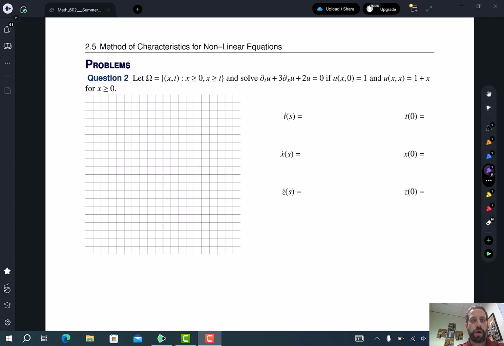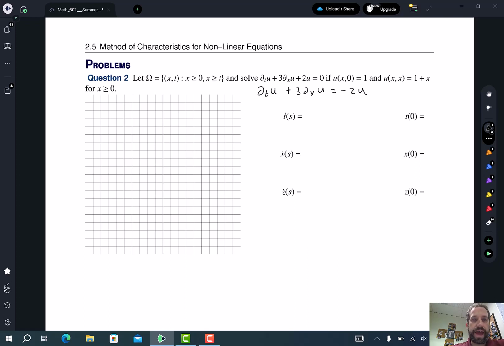Okay, so let's look at this problem. If I look at the PDE, notice it is not written in the standard form that I want it to be written in. So I'm going to first rewrite it into standard form: the t derivative of u plus 3 times the x derivative of u is equal to minus 2u. Okay, that's the rewriting step.